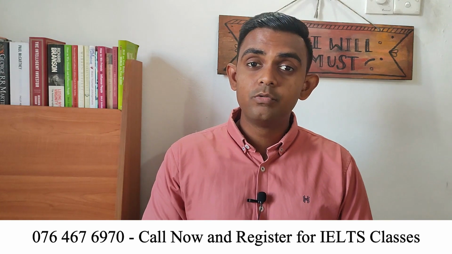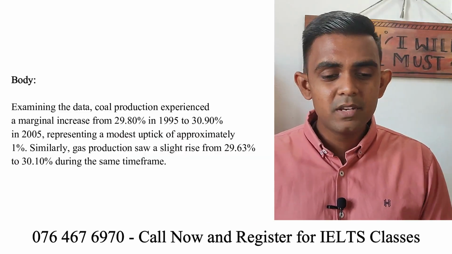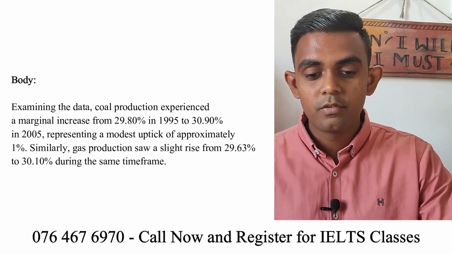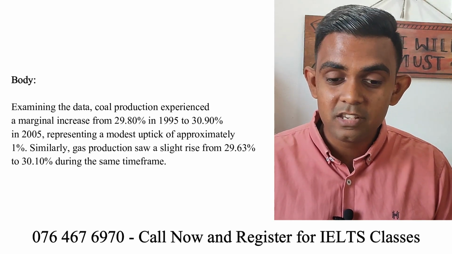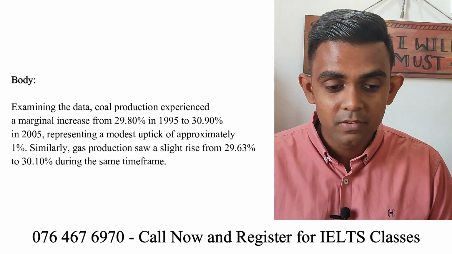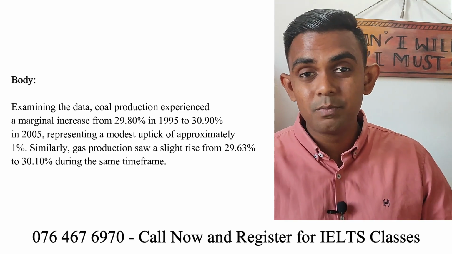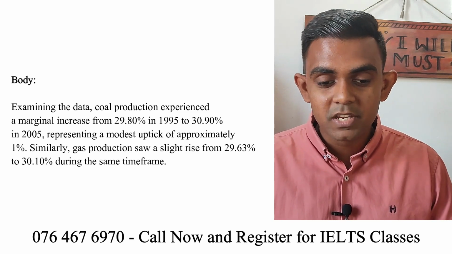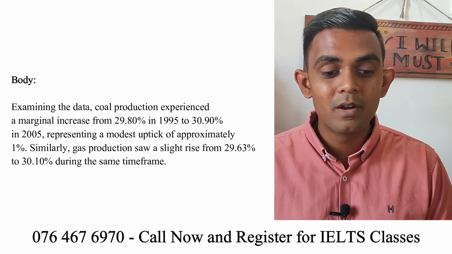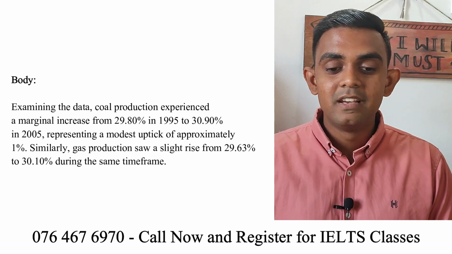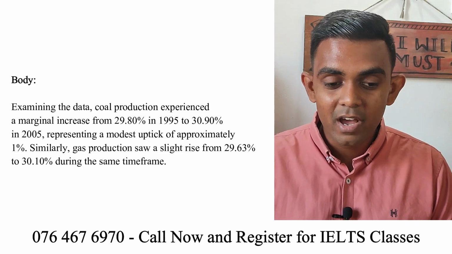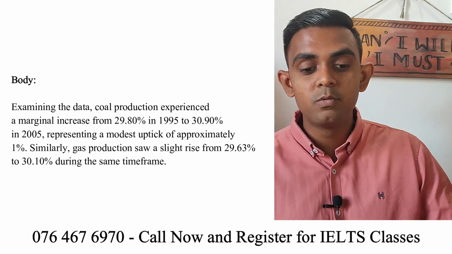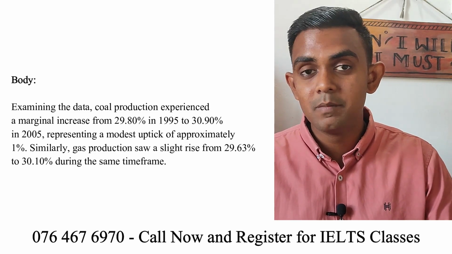Then we go on to the body paragraph. Examining the data, coal production experienced a marginal increase from 29.80% in 1995 to 30.90% in 2005, representing a modest uptick of approximately 1%. Similarly, gas production saw a slight rise from 29.63% to 30.10% during the same time frame.